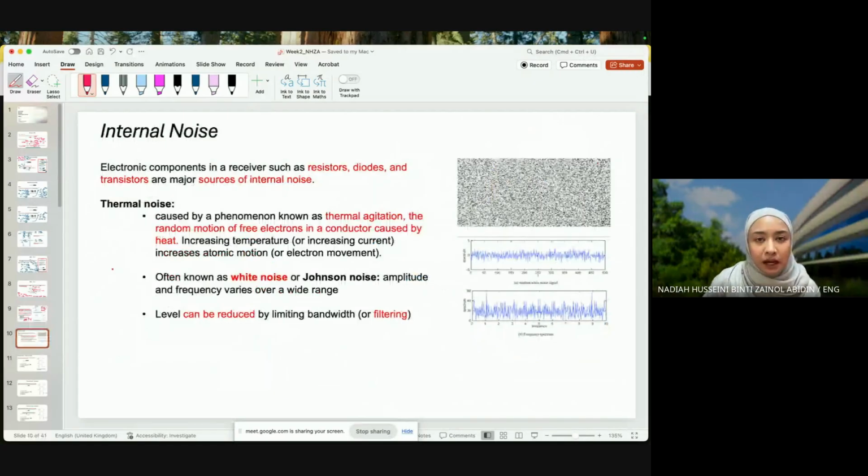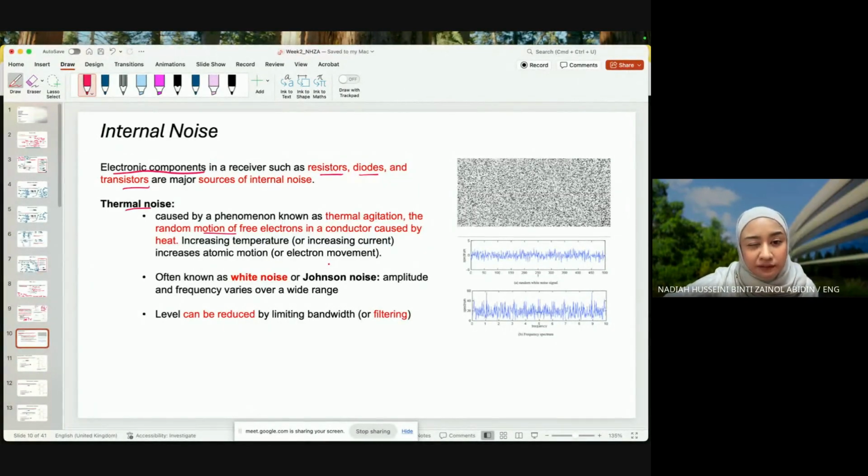So we have two types of noise, internal and external. So let's talk about internal noise first. So internal noise comes from electronic components in a receiver such as resistors, diodes, transistors. Your basic components actually are very noisy. So the noise caused by these components are called thermal noise, caused by a phenomenon called thermal agitation, the random motion of free electrons in a conductor caused by heat.